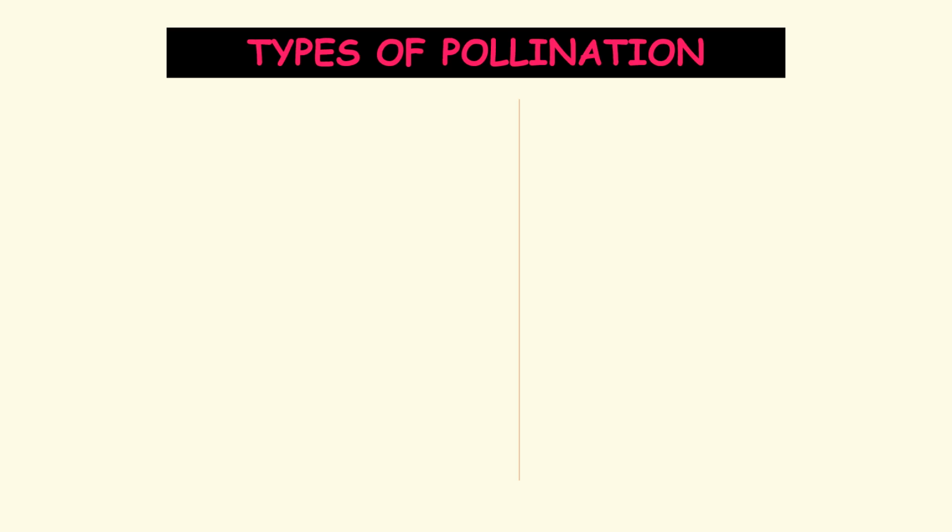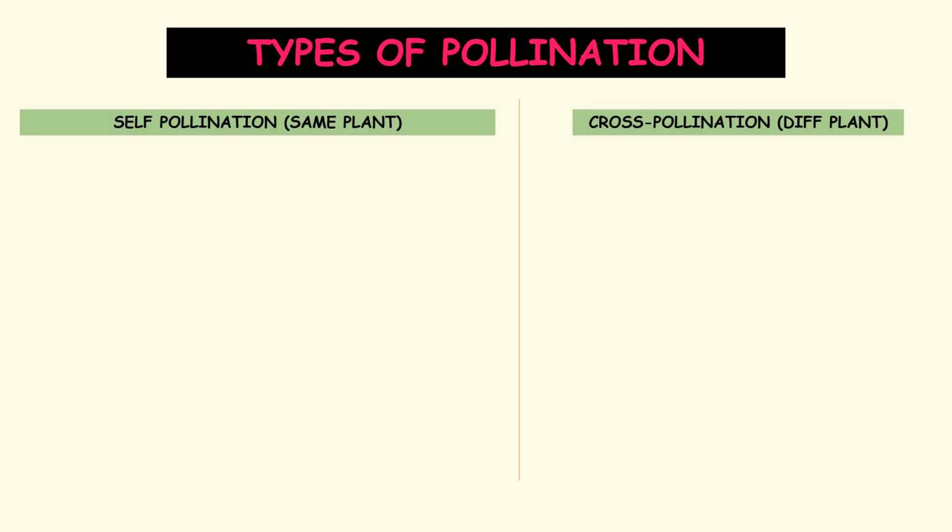Now let us look at the types of pollination. Depending on where the anther and the stigma are present, pollination can be of two types: self-pollination and cross-pollination. Self-pollination is where the anther and the stigma are in the same plant, whereas cross-pollination is one where the anther and stigma are present in different plants.